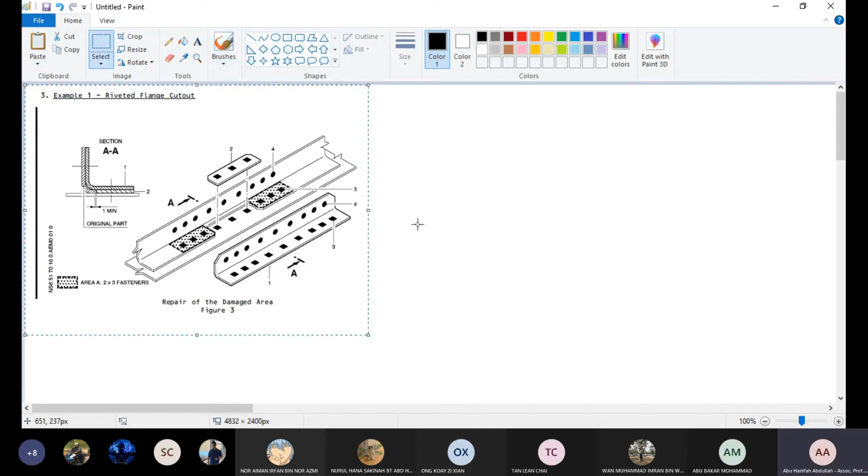So this is example 1. Example 1, if we see here, we have an L angle, and we have skin and the flange. So the angle, if you see this angle, this one we call it flange. Okay, this one we call it flange.